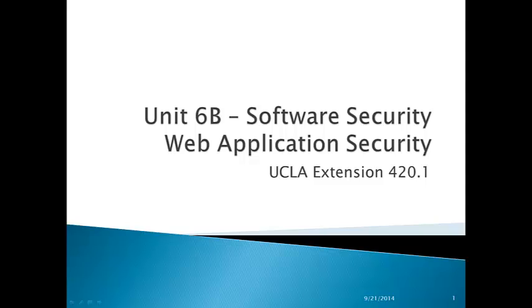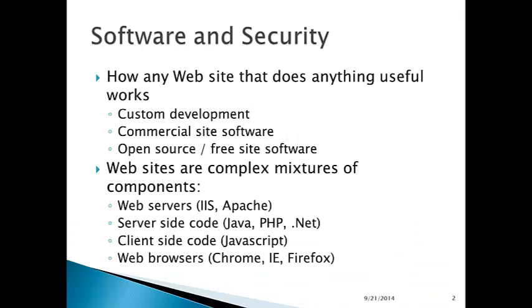Unit 6B, Software Security, Web Application Security: the particulars of keeping web applications secure, specifically web applications exposed to the outside internet, but this also applies to internal web applications. Software and security, how any website that does anything useful works. It's a combination of custom development, commercial site software, or open source and free site software.